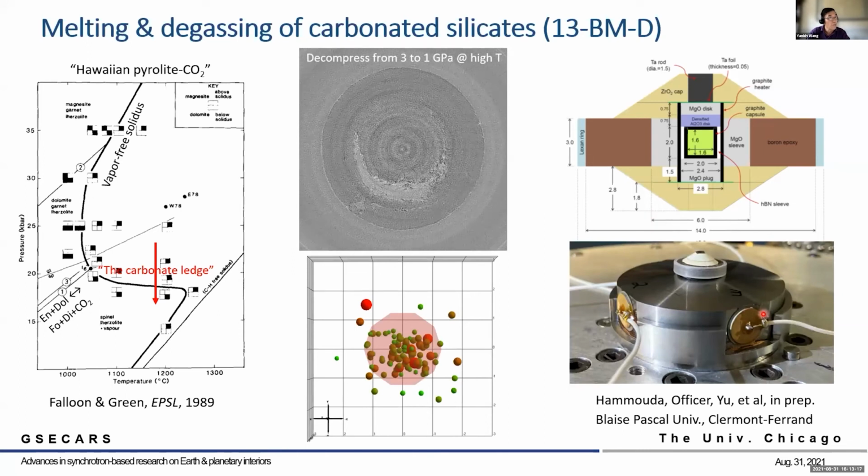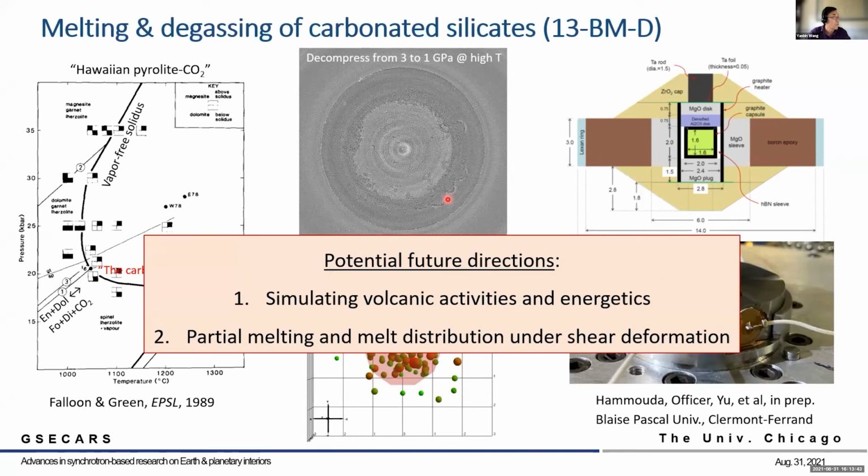With acoustic emission transducers mounted on the side of the Paris-Edinburgh anvils, we're able to detect these degassing-induced little pops during experiments. So we could actually locate most of the events inside the sample, which correlate with the observed bubbles in the samples quite well. This technique can be used to simulate volcanic activities and energetics in the laboratory, and the imaging portion of it can also be used for partial melting and melt distribution studies under torsional shear experiments.